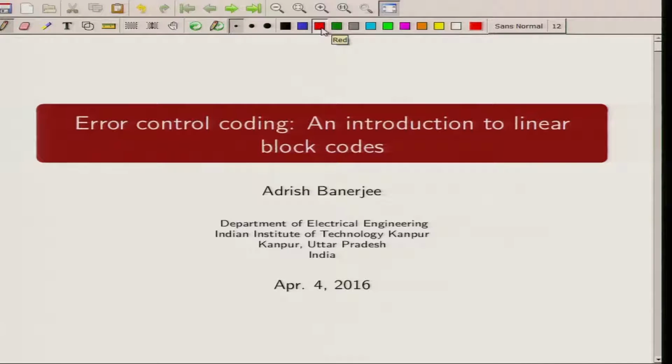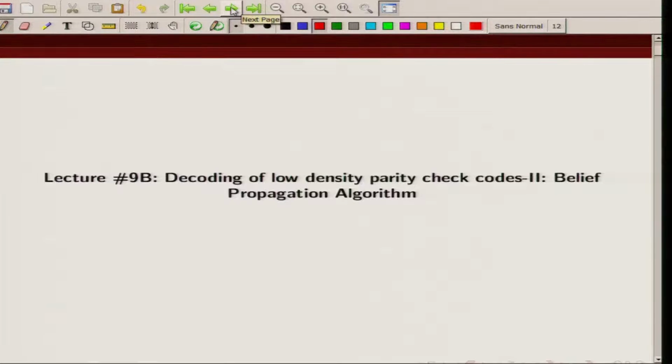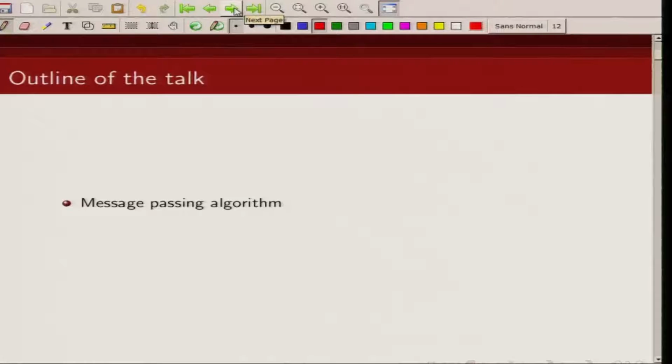Welcome to the course on error control coding and introduction to linear block codes. We will continue our discussion on decoding of LDPC codes. Today we are going to talk about probabilistic decoding algorithm. So, we are going to talk about belief propagation algorithm.